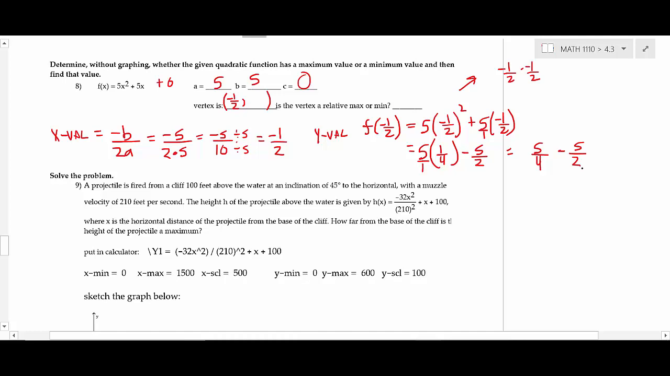Get a common denominator, right? So what's your common denominator? 4. Okay, so that means you need to multiply this by 2 over 2. Now you got to review that. So that's 5 over 4 minus 10 over 4. So that's going to end up being negative 5 over 4. So that would be your vertex on that problem then.